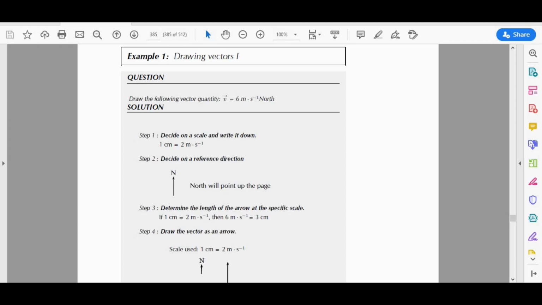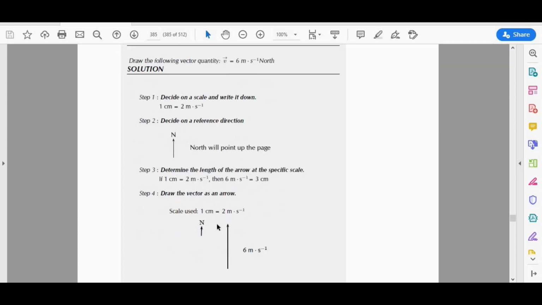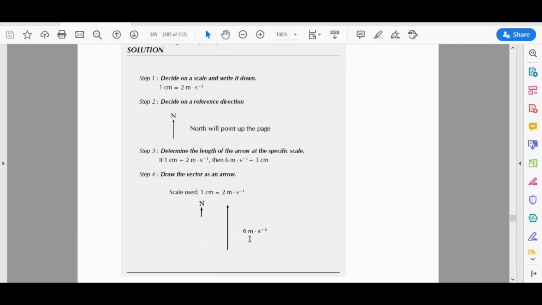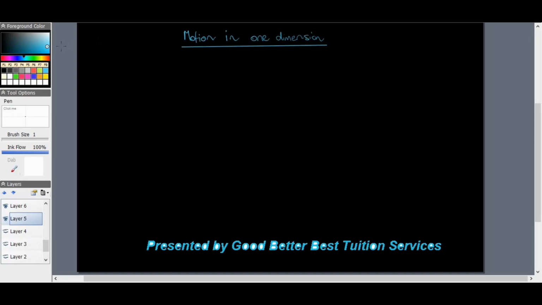Now step 3, we need to determine the length of the arrow, which I did very easily. If 1 centimeter is equal to 2 meters per second, then I need to get to 6. So 2 times 3 is 6, so 3 centimeters is going to equal 6 meters per second. Then I use my scale and indicate the direction, north. That line is about 3 centimeters, 6 meters per second. I've indicated the direction, a northerly direction, as well as the numerical value and unit, so I've indicated the magnitude of the vector as well. Very good example.